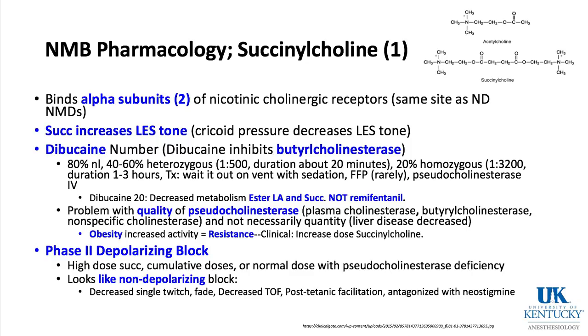If you give large doses of succinylcholine, we're talking 4 to 6 milligrams per kilogram, high dose or cumulative doses, or a normal dose in someone with a pseudocholinesterase deficiency, you may get a phase 2 block. You give succinylcholine and it looks like a non-depolarizing, like rocuronium block, with decreased single twitch, you actually get fade, decreased train of 4, post-tetanic facilitation, and even antagonism with neostigmine. These are all classic features of a non-depolarizing block rather than a depolarizing block. So high dose succinylcholine can cause a phase 2 block.